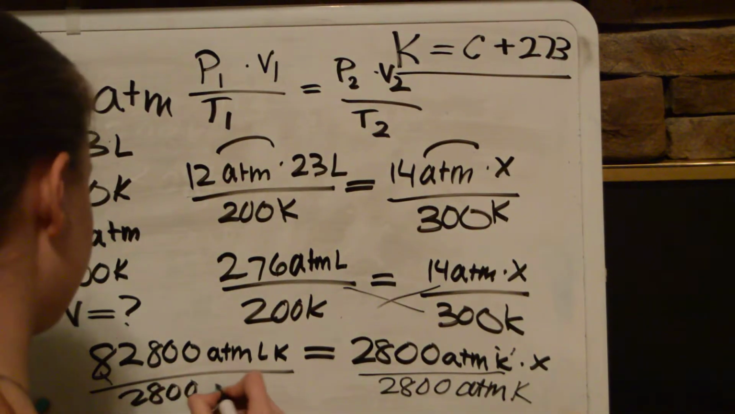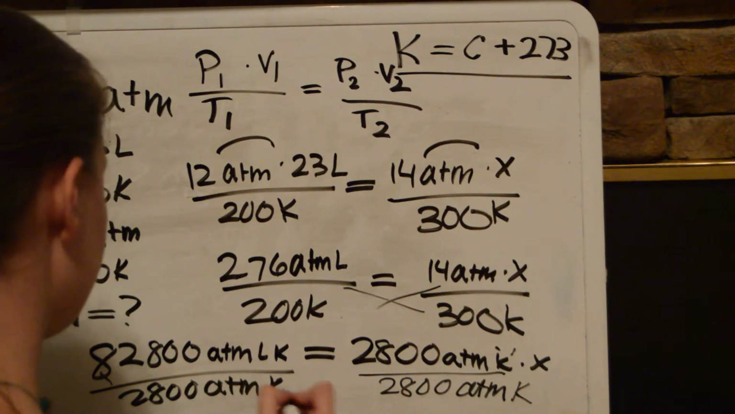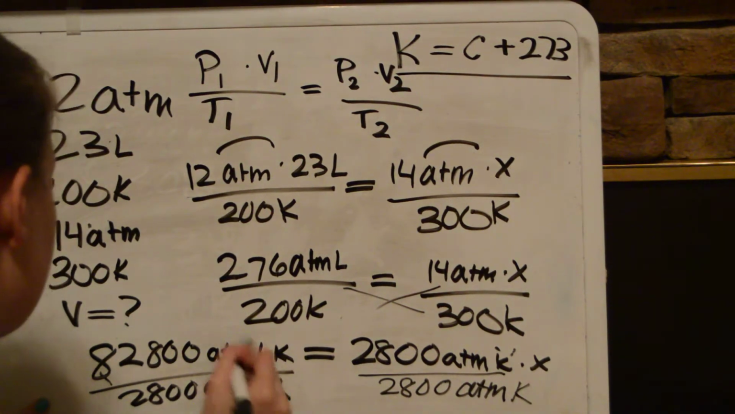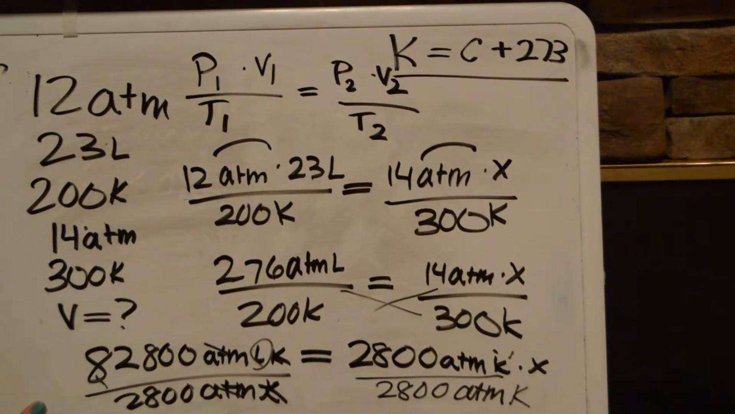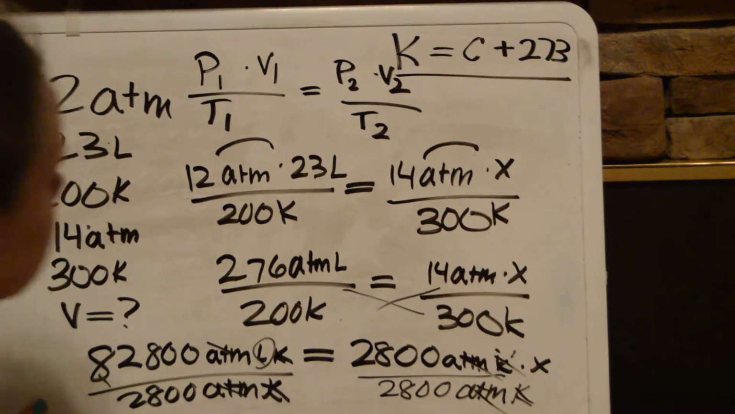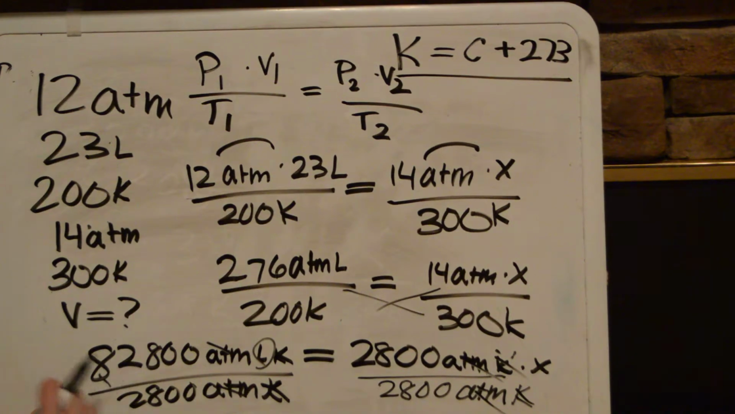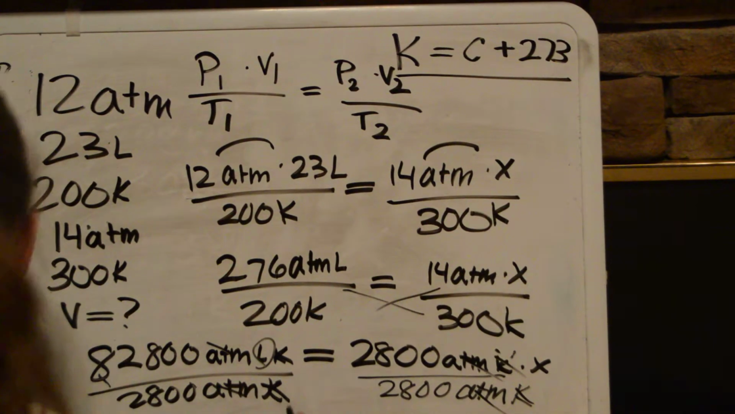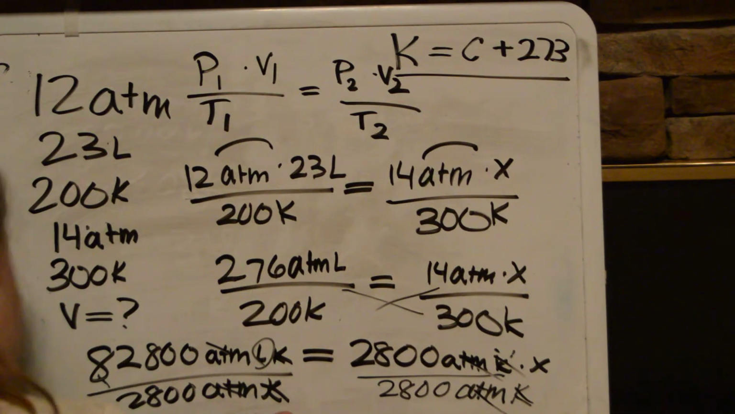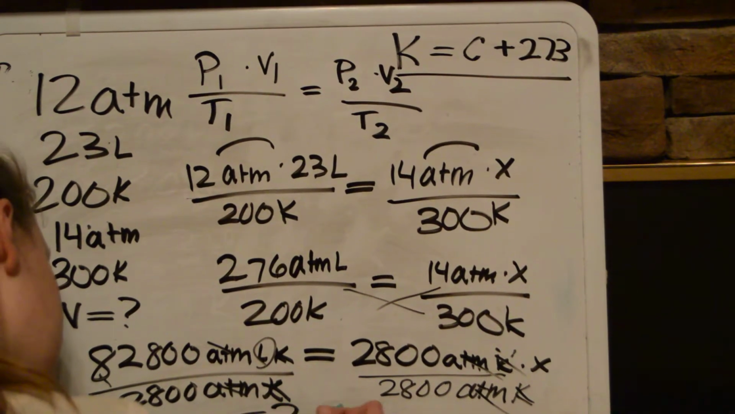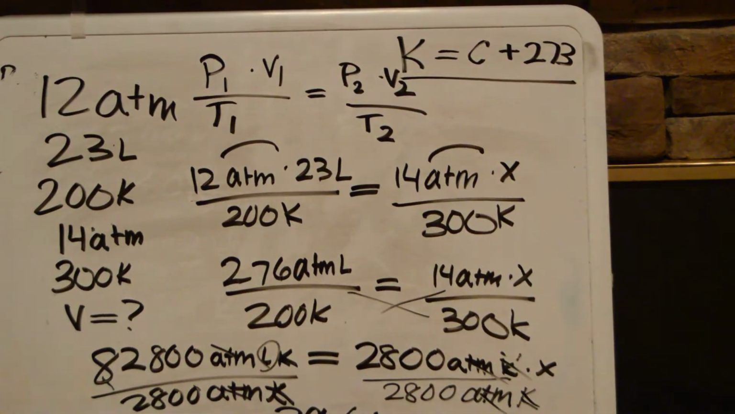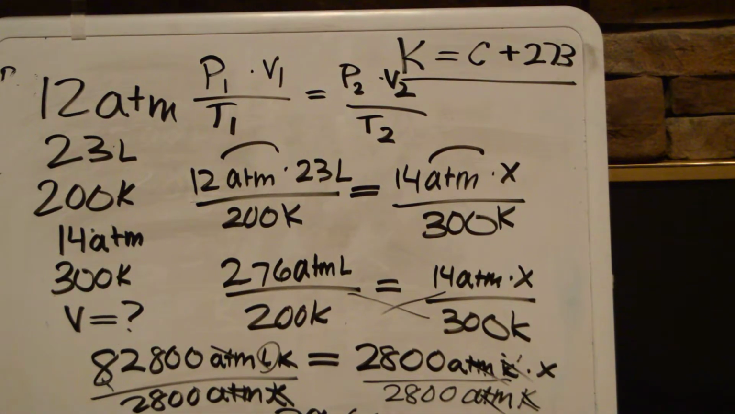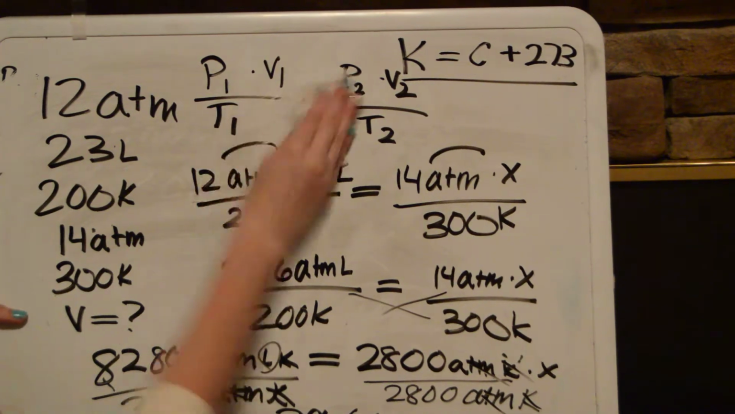Cross out our units. Left with liters. Look at them. Liters is a volume. Cross out our units over here. I like crossing out my units. So 82,800 divided by 2,800 is, calculators, ladies and gentlemen, 29.6 liters. Woohoo! Very good. Excellent job, guys.